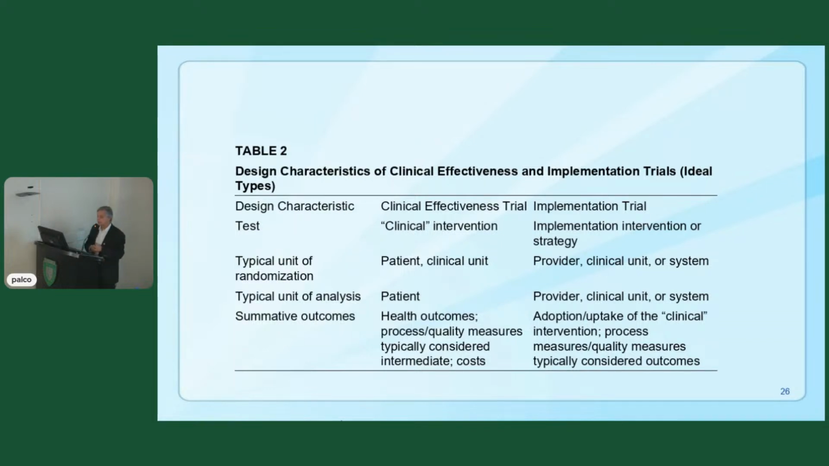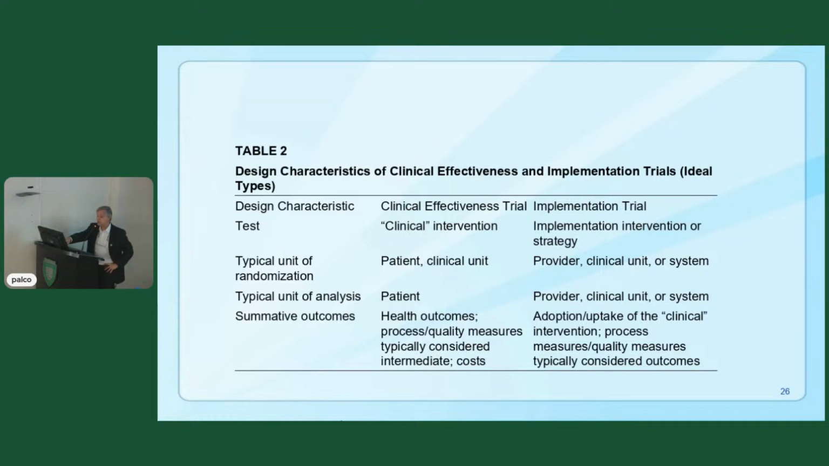So examples here. You have design characteristics, test, typical unit of randomization, typical unit of analysis, and summative outcomes, okay? Design characteristics: clinical effectiveness trial and implementation trial. Test: a clinical intervention. You also have implementation, an intervention or strategy to evaluate, with a scoring of implementation. I want to show an example later on of a scoring, not an adaptive or hybrid design, but it has a little bit of that element. That's the example I'm going to show in the last hour of this course.